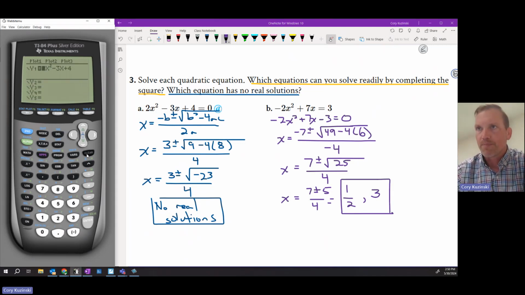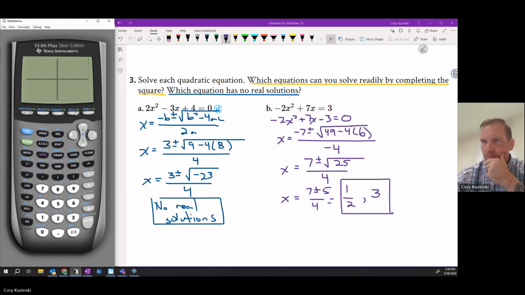Let's go graph this thing. So we got negative 2x squared plus 7x minus 3. And we're going to graph it.